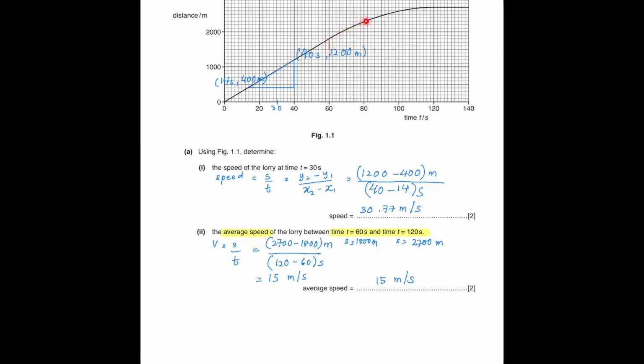the gradient is decreasing. Right, so that means the lorry is moving at decreasing speed, and then between 114 seconds to 130 seconds, the gradient of the graph is 0. Alright, so if the gradient is 0, means the lorry is at rest.